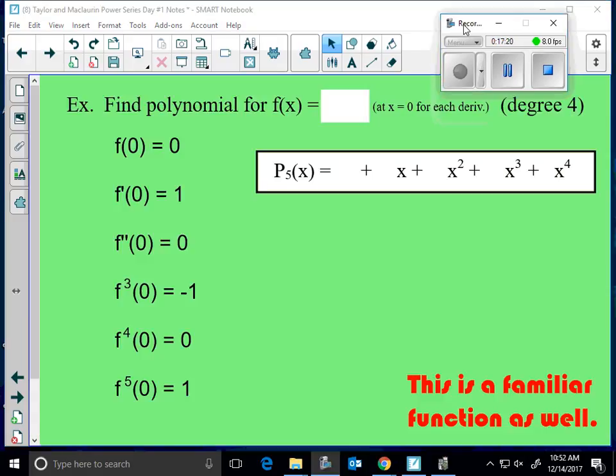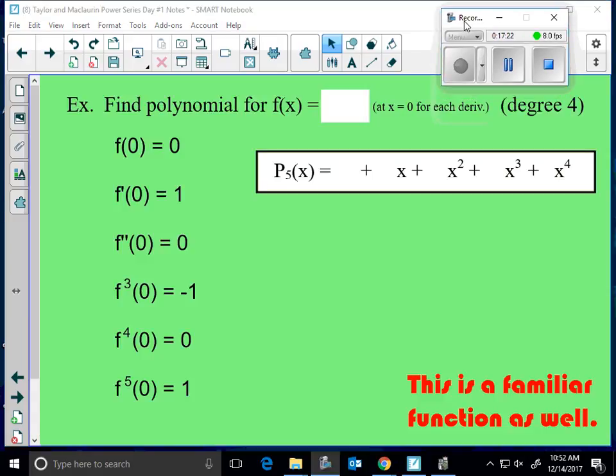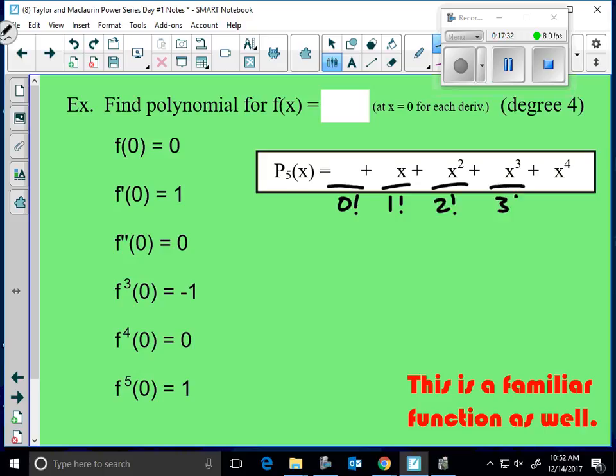But it's another familiar function, and I've told you all of the derivatives. And so we know the first term we want to divide by 0 factorial. We want to divide the second one by 1 factorial, then 2 factorial, then 3 factorial, then 4 factorial. And then I can just throw these numbers in there. So here I'm going to have 0, here I'm going to have 0, here I'm going to have 0. So what's going to happen to those terms? They're going to go bye-bye. See ya, see ya, see ya.